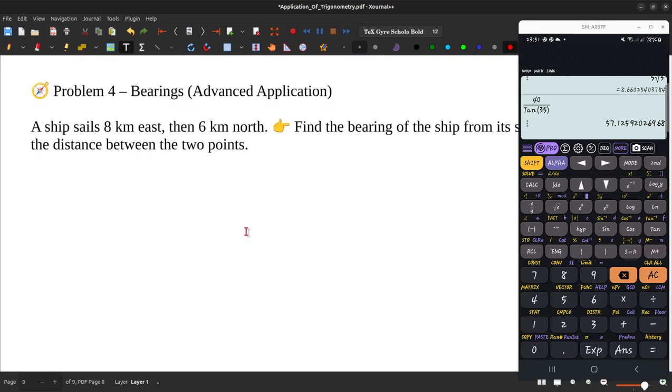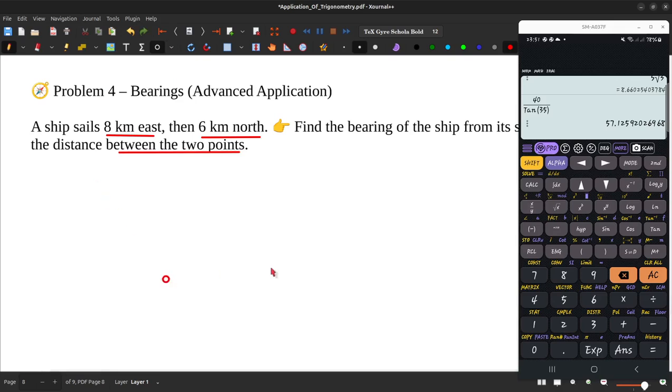Now they are integrating bearings and trigonometry. Let's check this one. A ship sails 8 kilometers east, then 6 kilometers north. Find the bearing of the ship from its starting point and the distance between the 2 points. Let's try to understand this question. We have a ship, maybe let me put it down here.